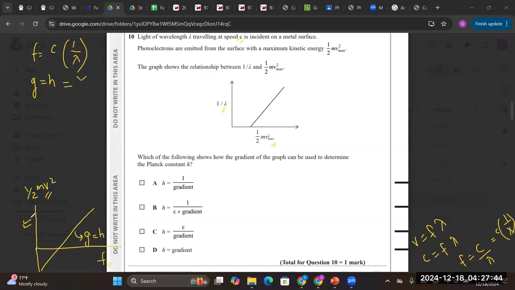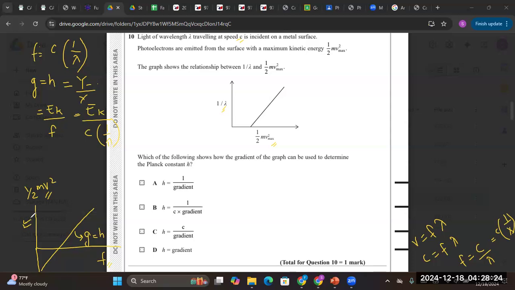To calculate the gradient of the graph, we do y upon x, right? The values on the y-axis divided by the values of the x-axis. So on the y-axis, we have kinetic energy, and on the x-axis, we have frequency. Now, we just saw that frequency is equal to C multiplied by 1 upon lambda. So let's replace that. C multiplied by 1 upon lambda. So if I say to you, Laiba, please calculate the gradient of the graph, you would do y-axis divided by x-axis, right? That's what we studied in mathematics.